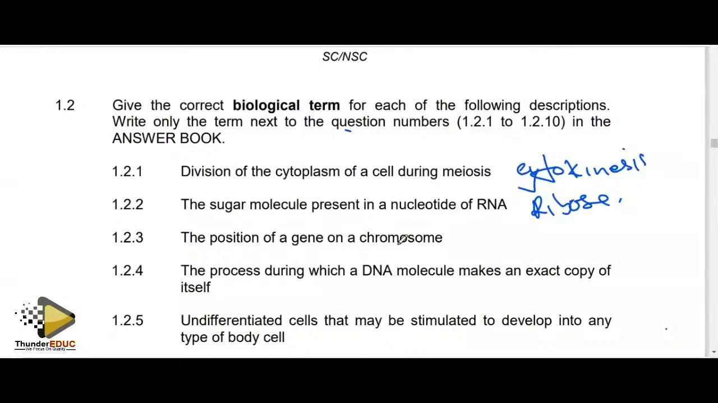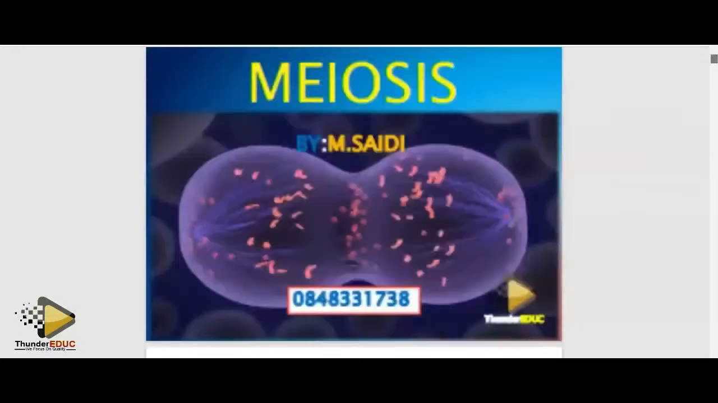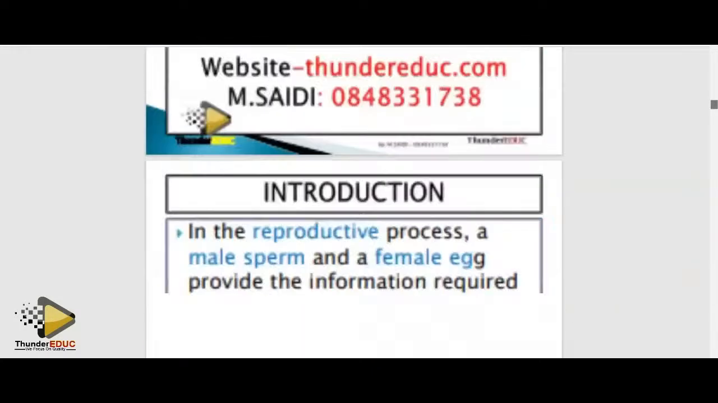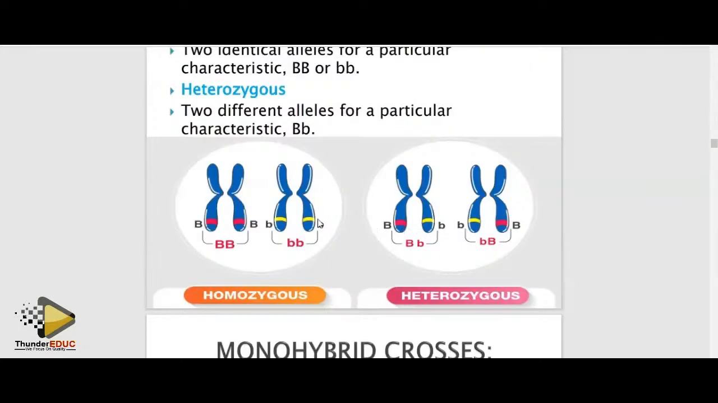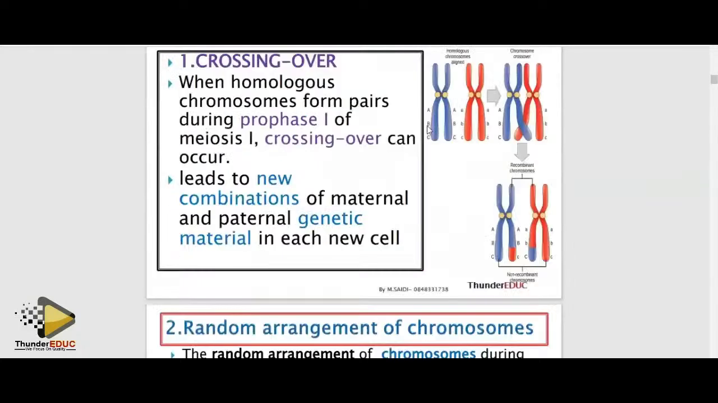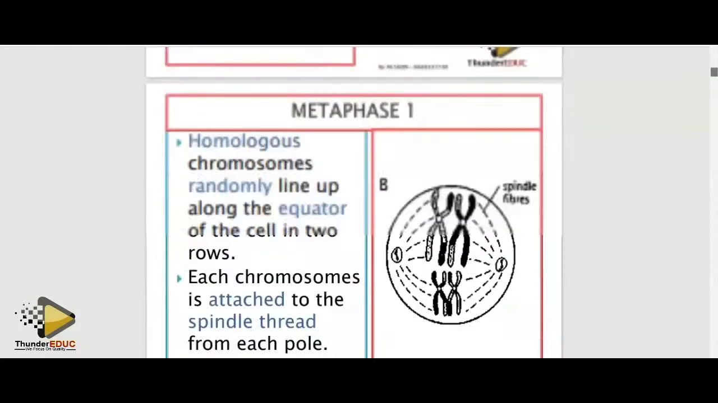The position of the gene on a chromosome, this one is called locus. So if you go to our book, where do we find the position of a gene on a chromosome? We'll find it at the beginning of genetics, position of the gene on the chromosome. So basically, these are what we call the locus. And also here, you see that these are positions of genes. So each individual position is called a locus. And if there are many, we call them loci.